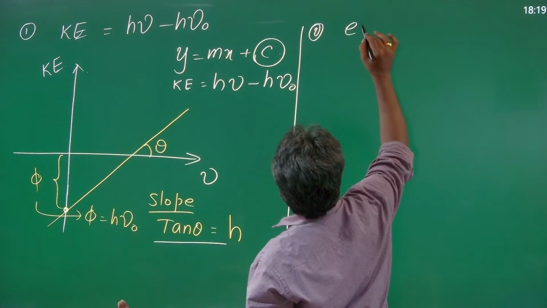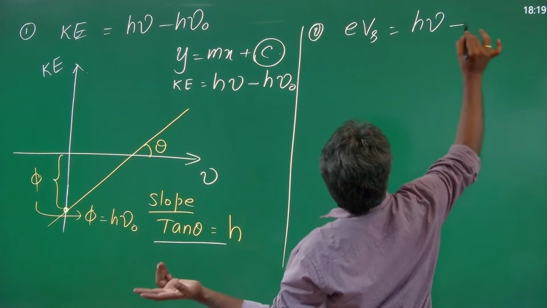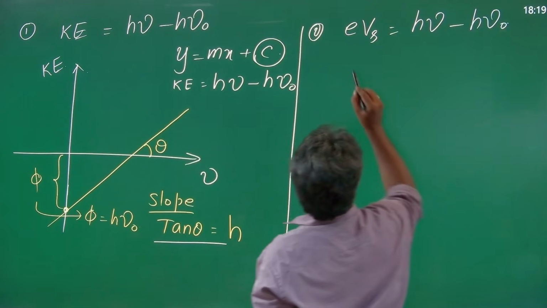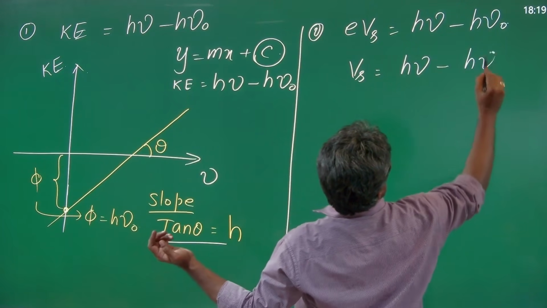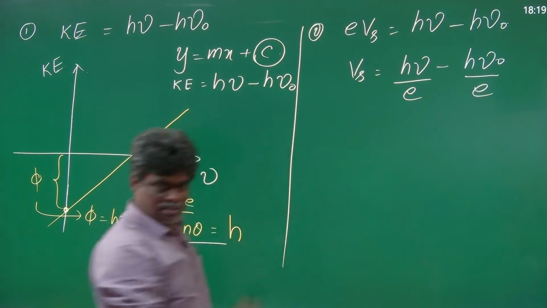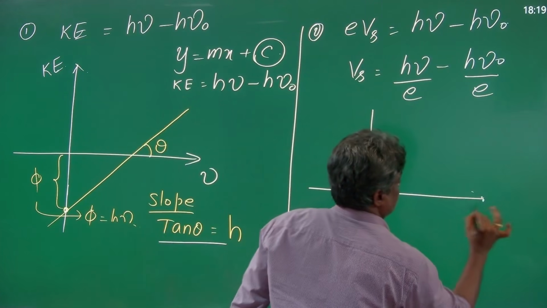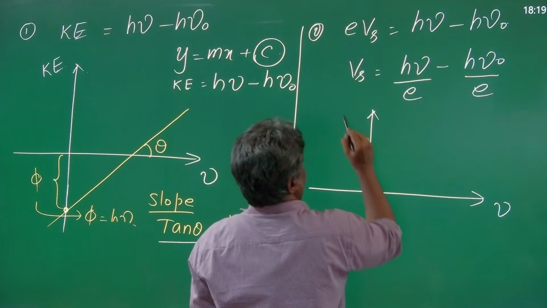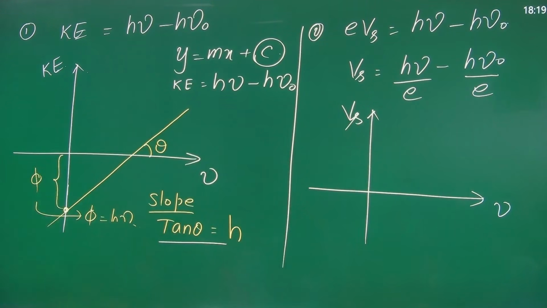Earlier I told you one more thing, kinetic energy is nothing but eVs, which is nothing but again h nu minus h nu naught. Now I am taking this Vs equal to (h nu minus h nu naught) by e. Now draw this graph. This is nu and this is the stopping potential. Now tell me what is the slope of this graph?